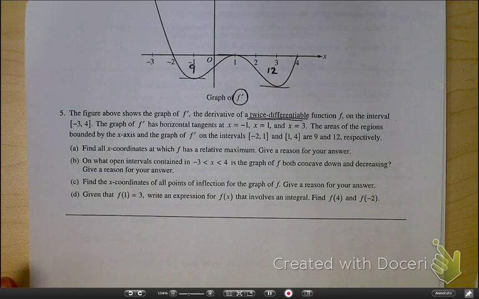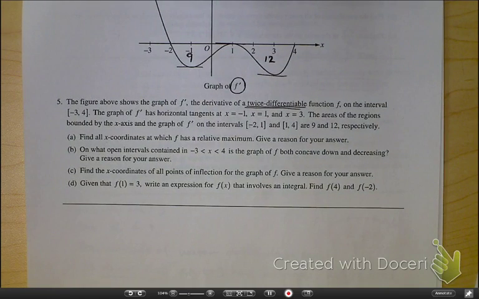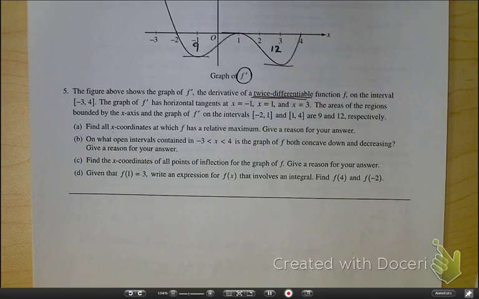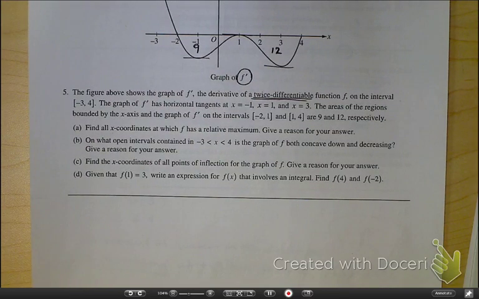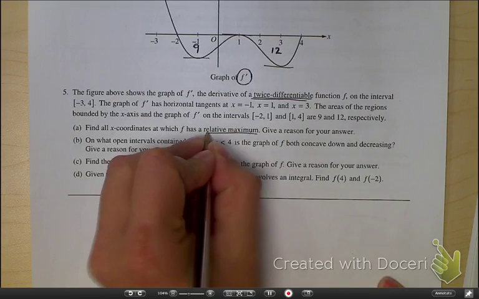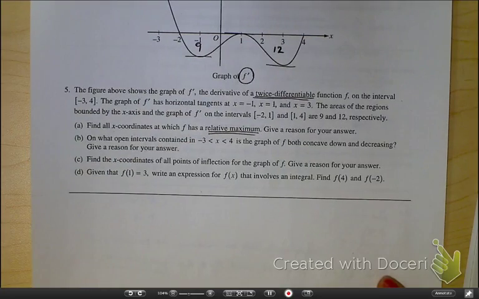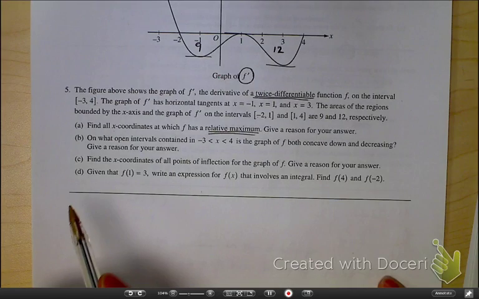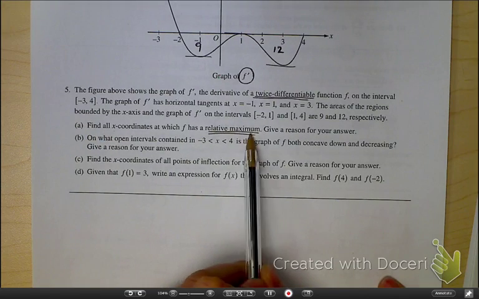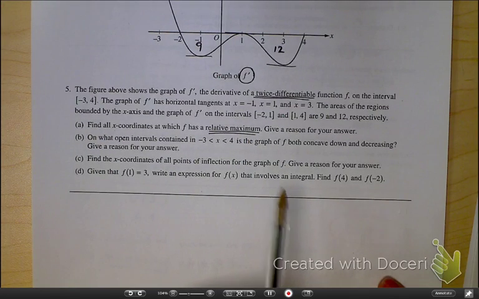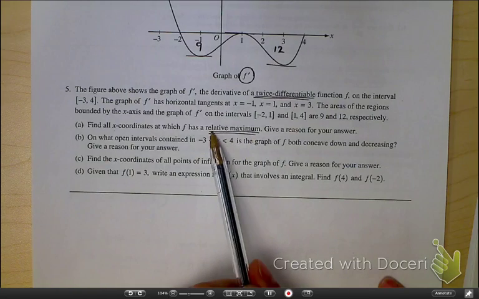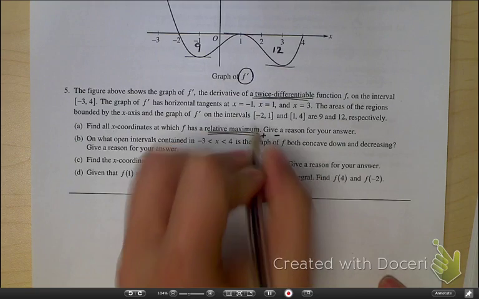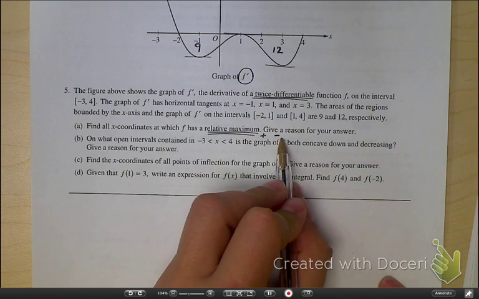So we can actually do quite a bit of this problem, unlike some of the other problems we've been working with. So let's look at part A. Part A says find all x coordinates at which f has a relative maximum. So remember, to find a relative maximum, we have some steps. If we're given a first derivative, we're looking for zeros of the first derivative, and we're looking for where it goes from positive to negative, because that means that the original function would have gone from increasing to decreasing.